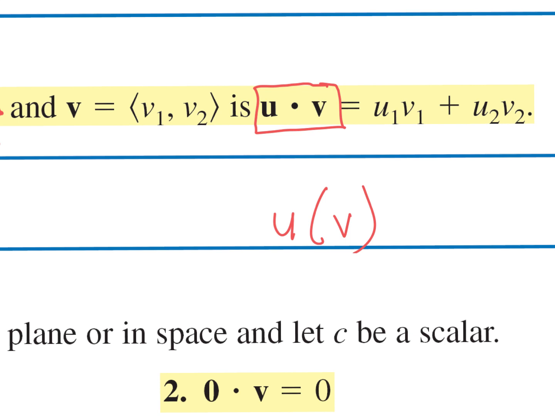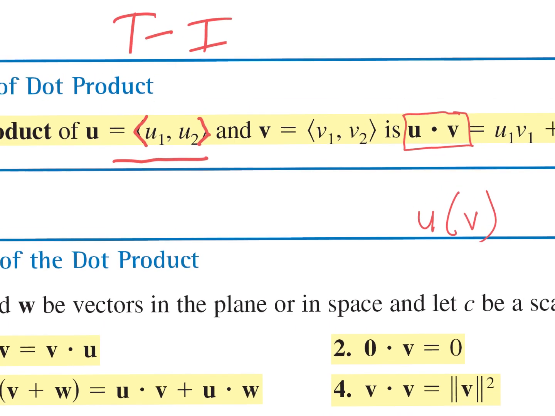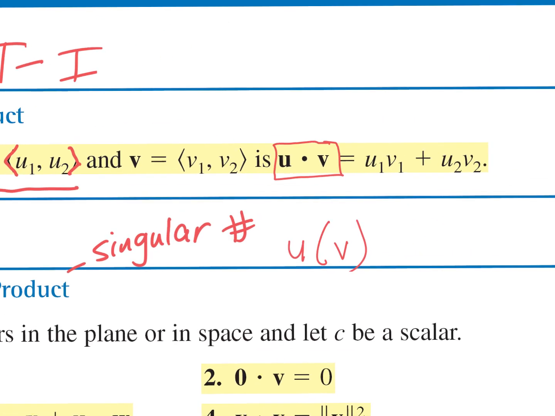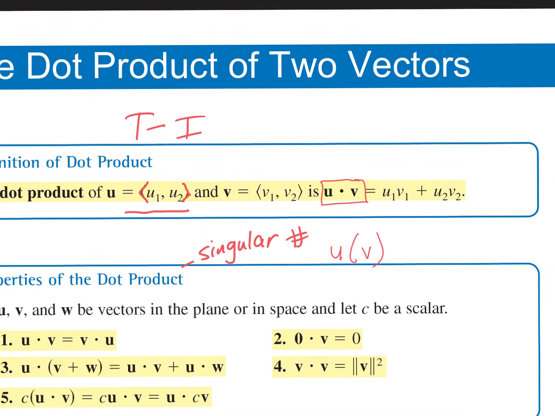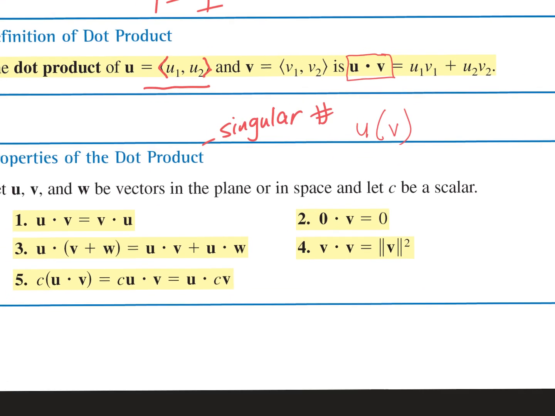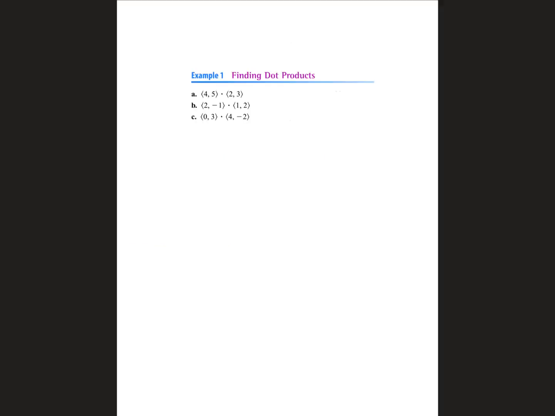How do you find the dot product and what does that mean? First of all, what does the word product mean? It's the answer to a multiplication. So your dot product is going to be a singular number. It's not going to be a vector. The way that you find the dot product: u1 times v1 plus u2 times v2. What I'm going to say a million times is first times first plus second times second. That's how you find the dot product. We'll talk about magnitude and all that more later.